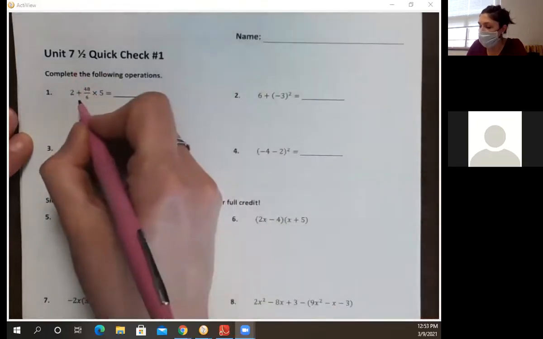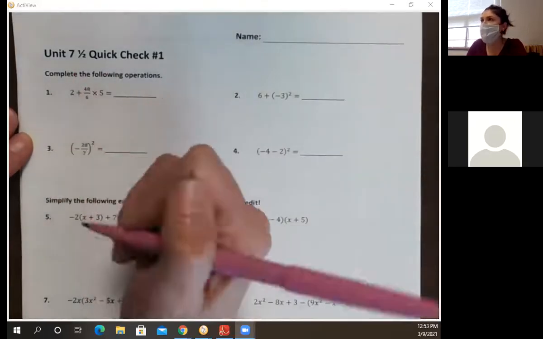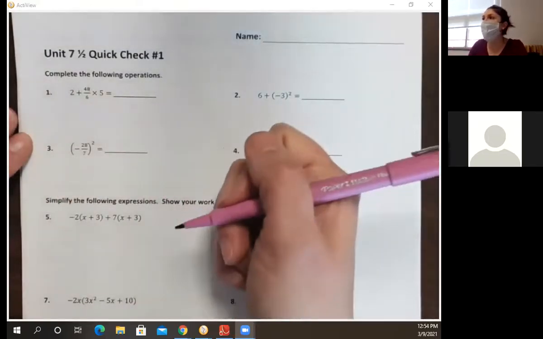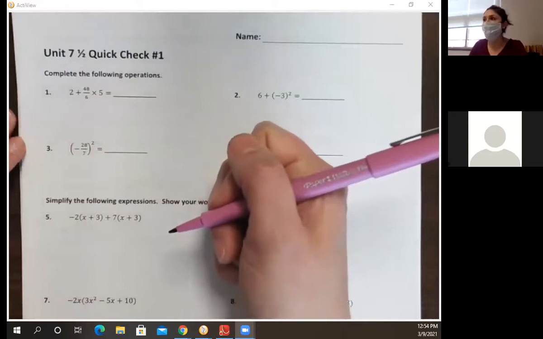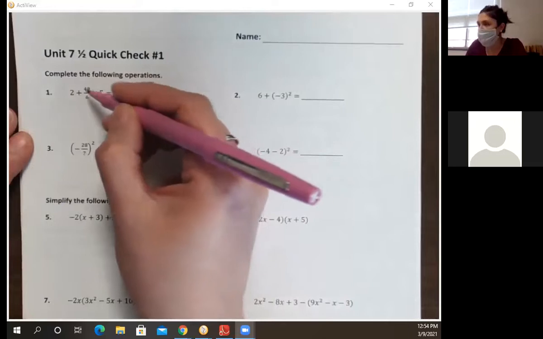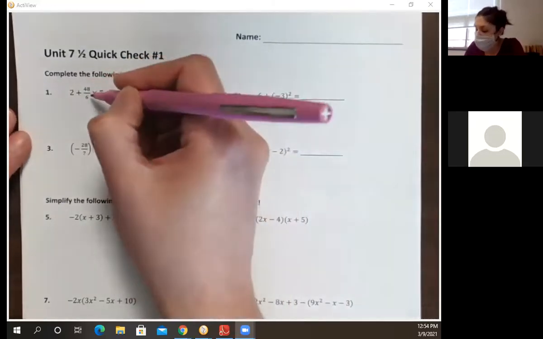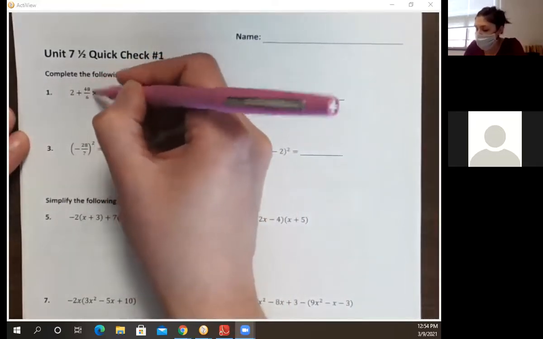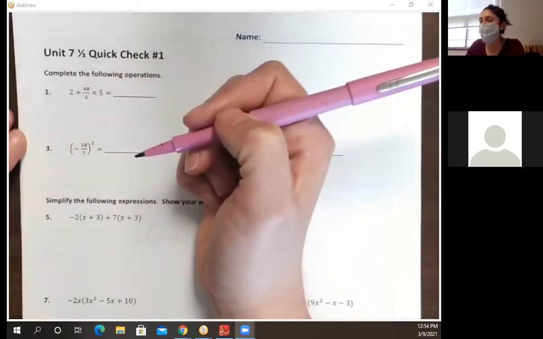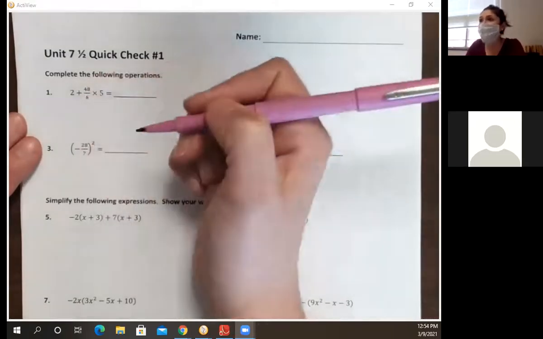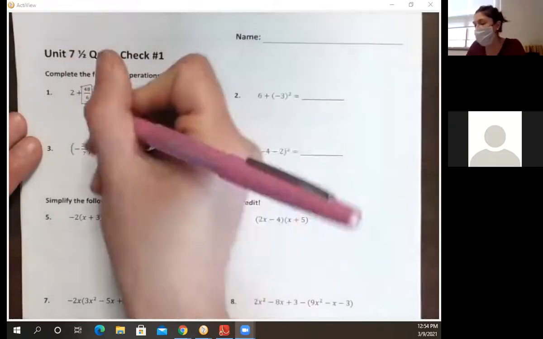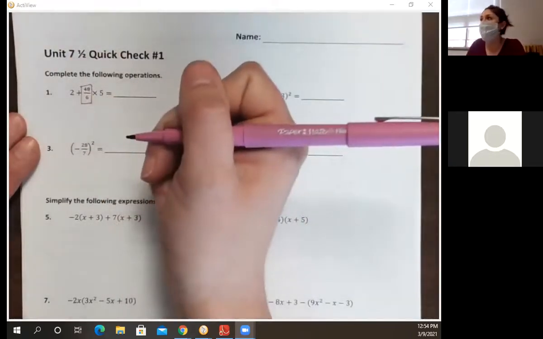So I have 2 plus 48 over 6 times 5. I don't want to just do this from left to right. I want to follow order of operations. Order of operations says for this problem that I want to prioritize the multiplication and division. Now, I want to point out here that this term in the middle looks like a fraction, but remember that also means division, okay? So I'm saying 48 divided by 6. I can simplify that. I'm going to tackle this first. What is 48 divided by 6? 8.